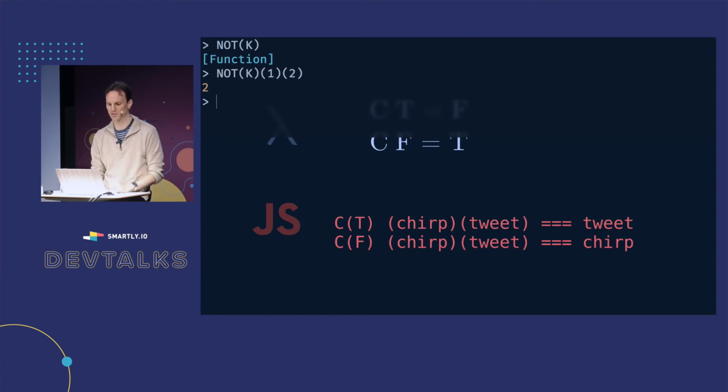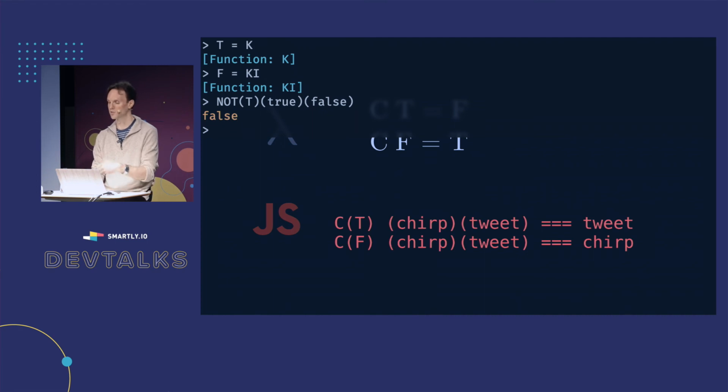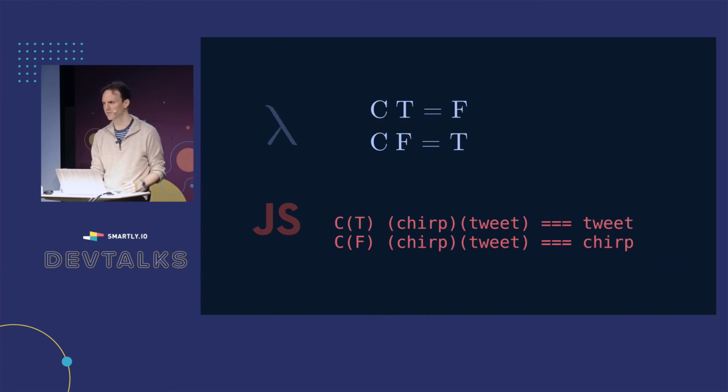It's the false function. It returns the second thing. And the flip of ki, or false, is the true function, so it returns the first thing. We can also rename these, like t is that, and f is this. So now we can say things like not true. Which one is that? Is that true or is it false? It turns out not true is false, and it turns out not false is true. And we just invented this out of the ether.